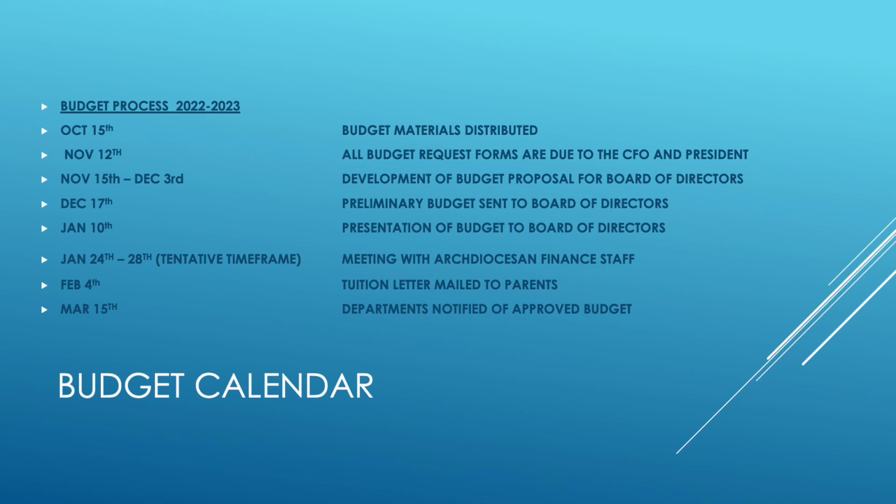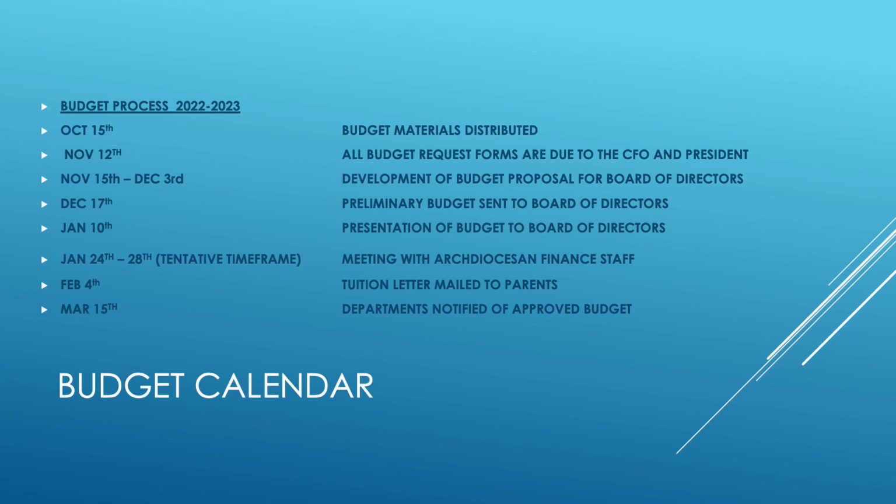December 17th, preliminary budget sent to the board of directors so they have a chance to review it. January 10th, the presentation to the board of directors. And during the week of January the 24th, meeting with the Archdiocesan Finance Committee. If you're owned by the diocese, then you generally need to meet with them. So again, you factor that in. Most times tuition needs to be decided, and that letter needs to be sent out to parents by, in my case, let's say the 4th of February. And March 15th, the departments are notified of the approved budgets. So you see the process goes from October 15th all the way to March 15th, a long process.